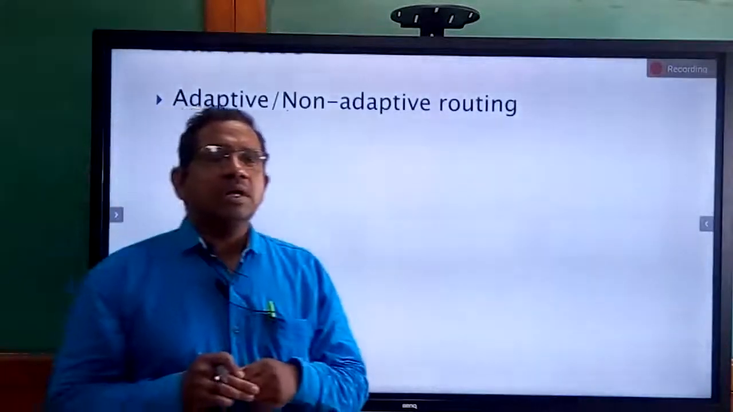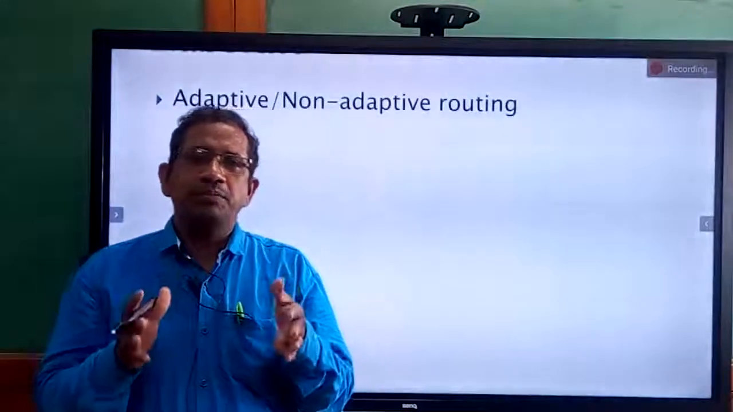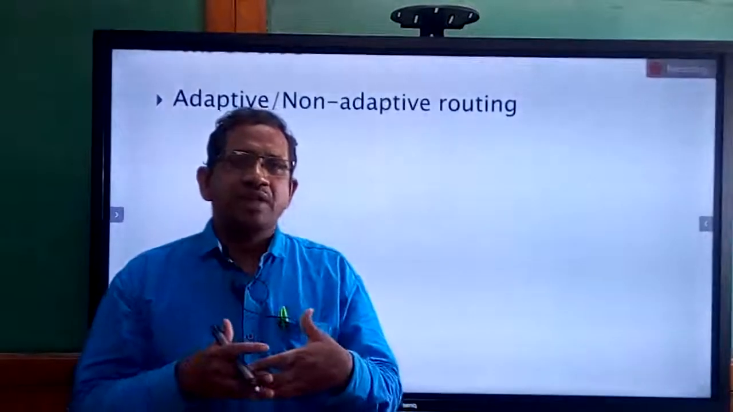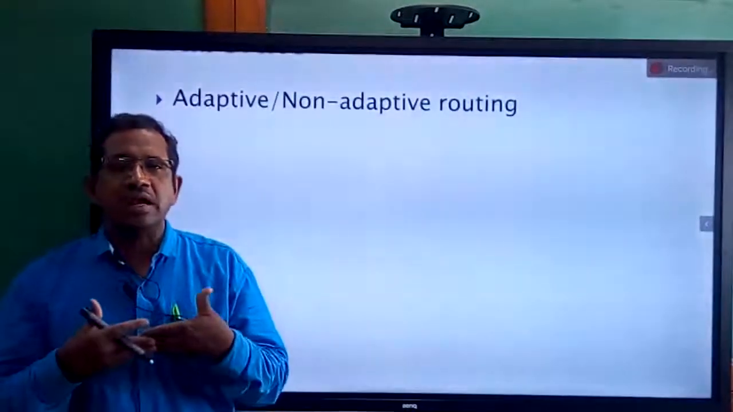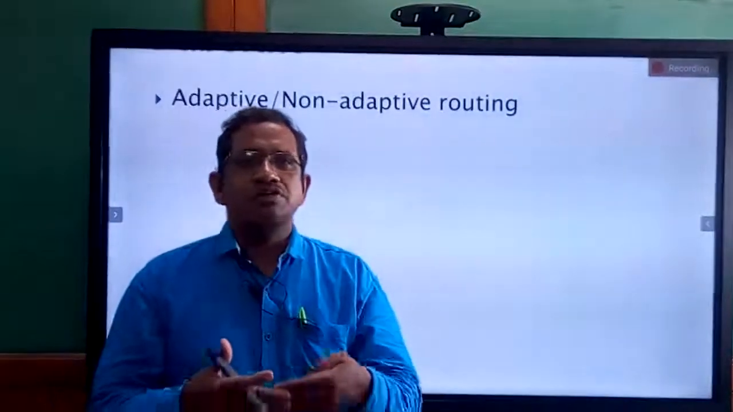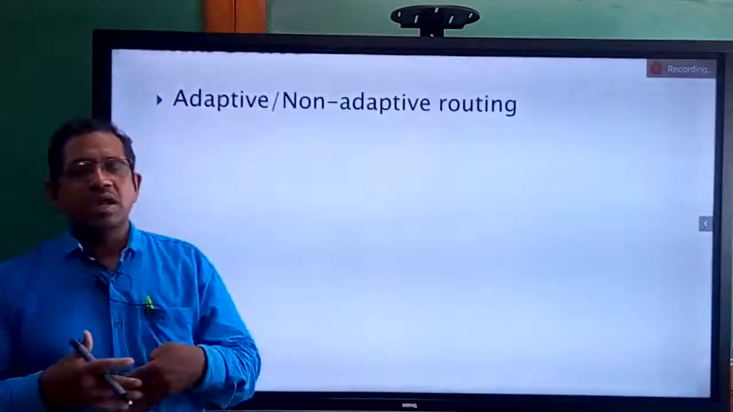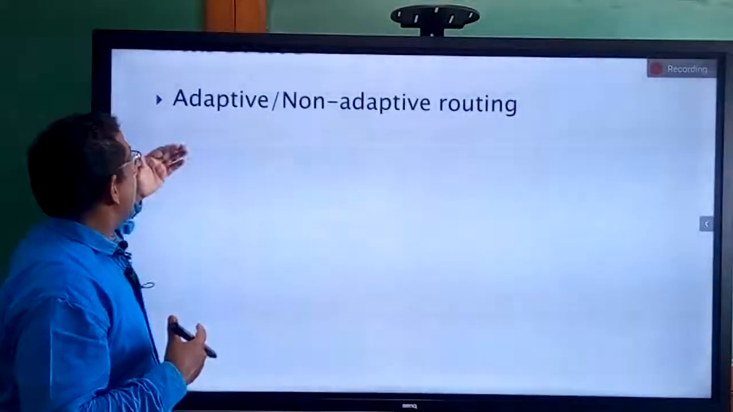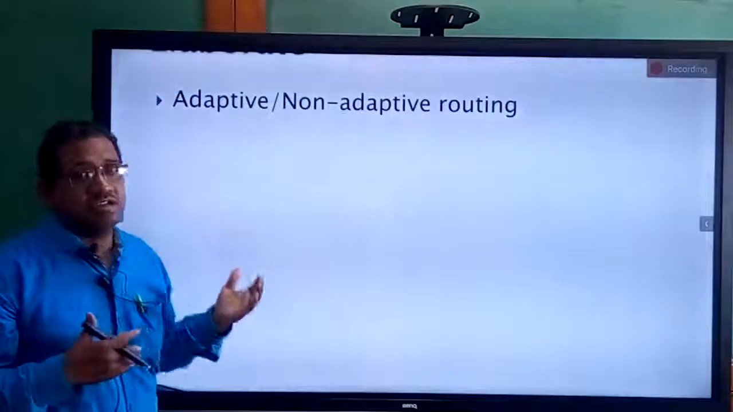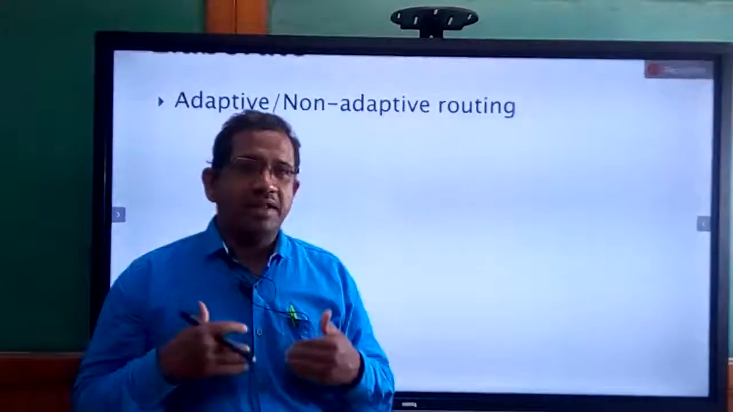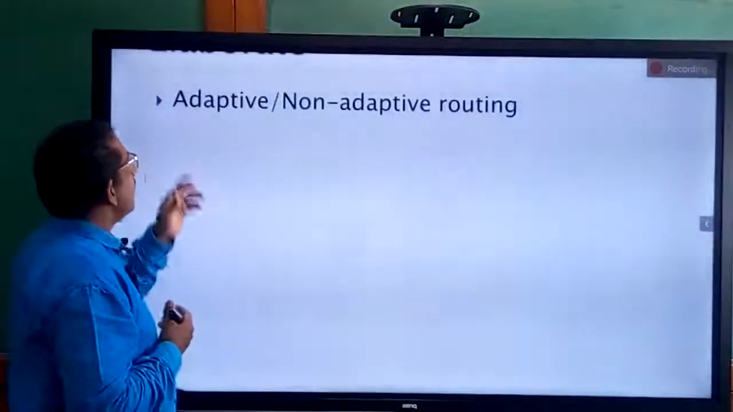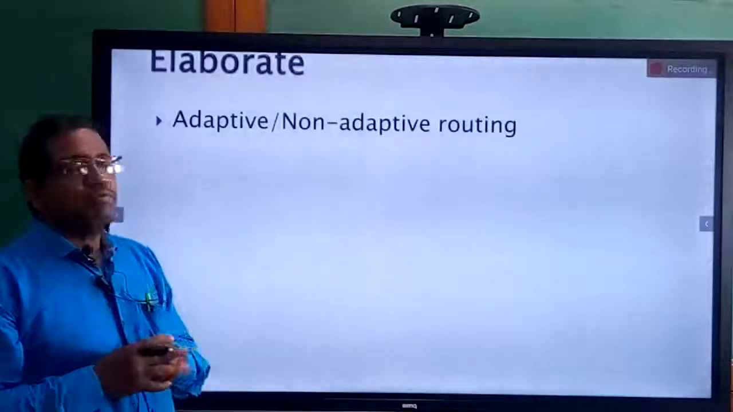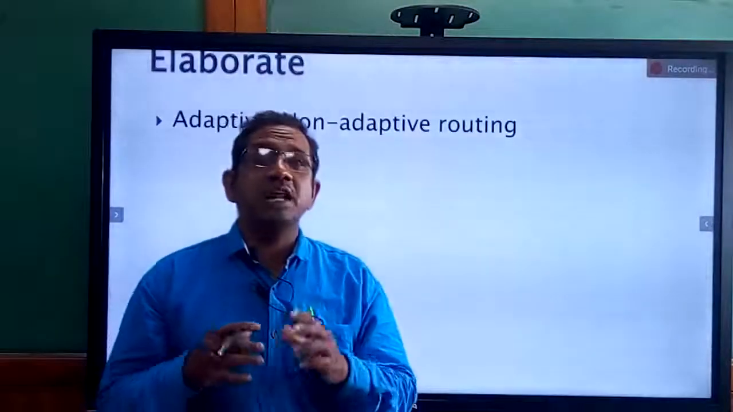Adaptive means what? The router should be in a position to change its routing table based on the conditions of the network, based on the underlying network topology, based on the technology involved in the routers, and based on the type of the network, based on the type of the service it is doing. If at all we want to change, we have to adapt the changes. The changes should be adapted by the routers. So therefore, one of the routing types is going to be adaptive type of routing. So this adaptive type is known as dynamic routing.